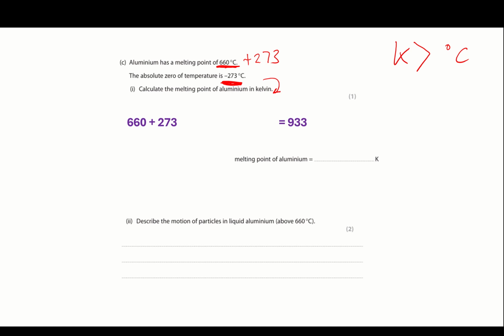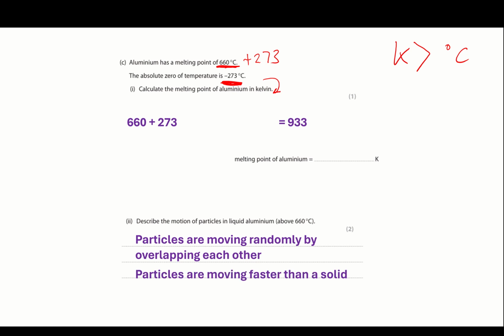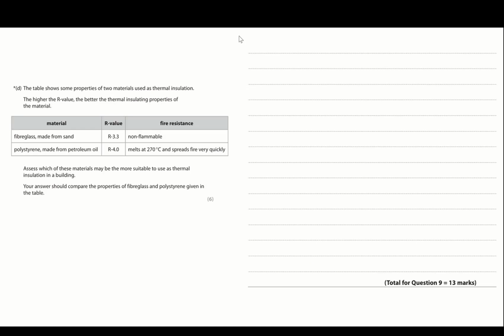Describe the motions of particles in liquid aluminium. So we know they're overlapping each other. They've got a random arrangement and they're all touching each other. So the particles are moving randomly by overlapping each other, and I could add in there they're all touching each other. And the particles are moving faster than in a solid. So there we go. Next one, 6 marker.